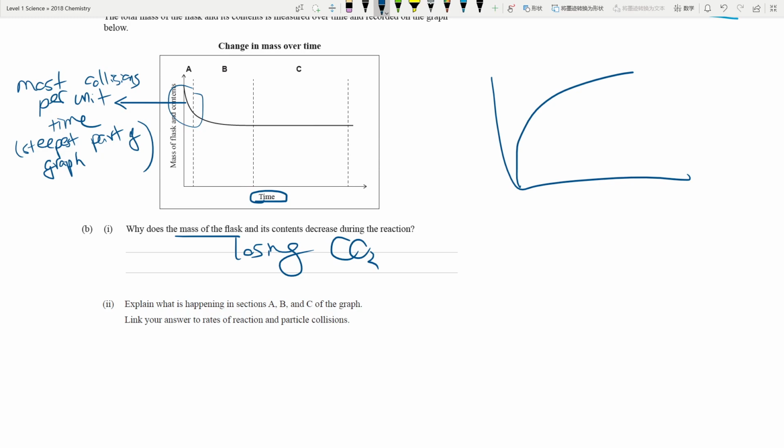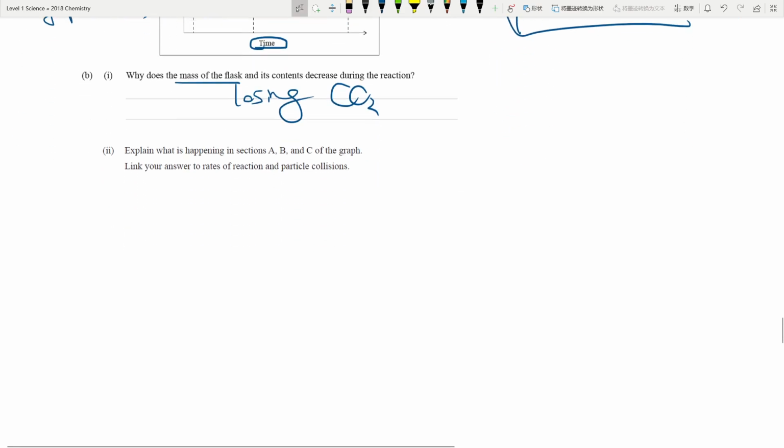So why does part A have the most collisions per unit time? Because you have the largest concentration. You have the highest number of reactant particles available to react, and that's why they're going to easily bump into each other and that results in a higher rate of reaction. And what happened to B is that this will slow down because you're slowly losing the reactant particles. They already reacted. It's less likely for the remaining particles to collide, and when you get to C, there's no more reaction because the line is flat.